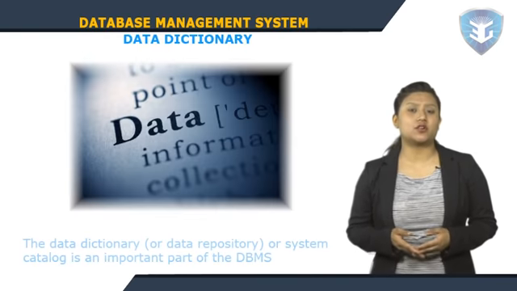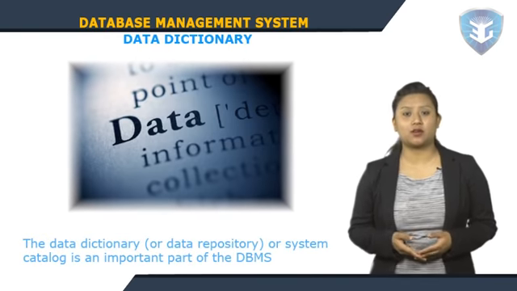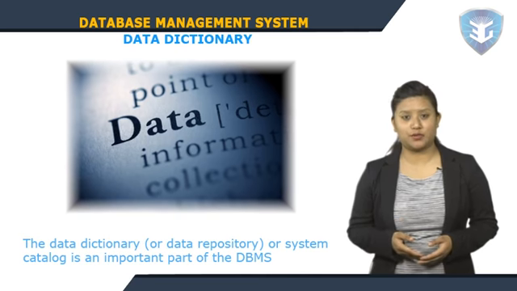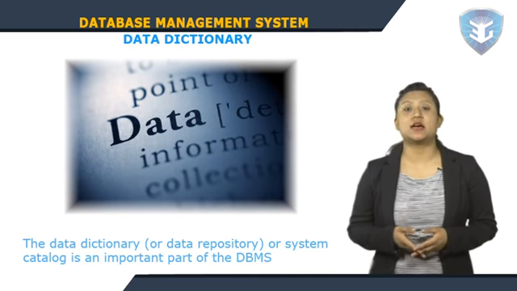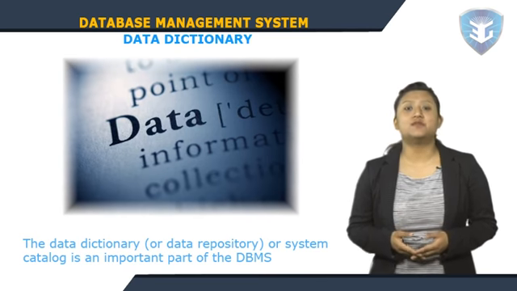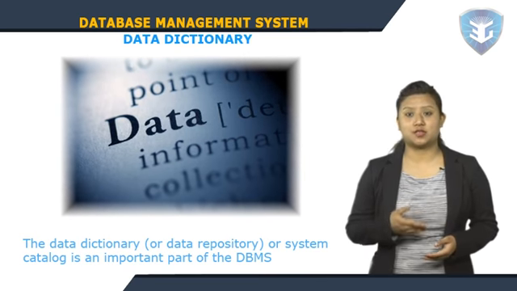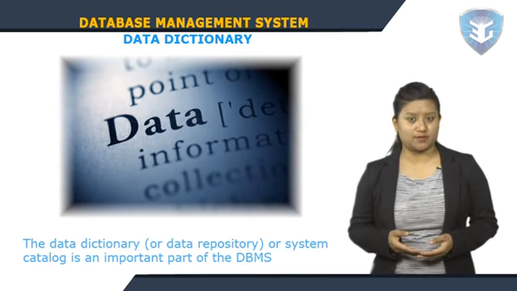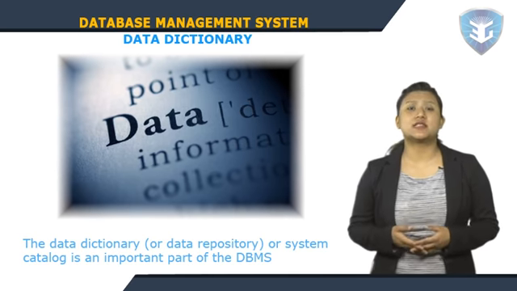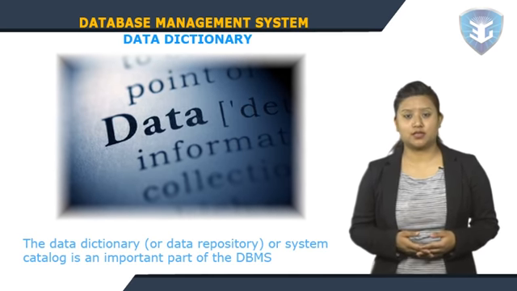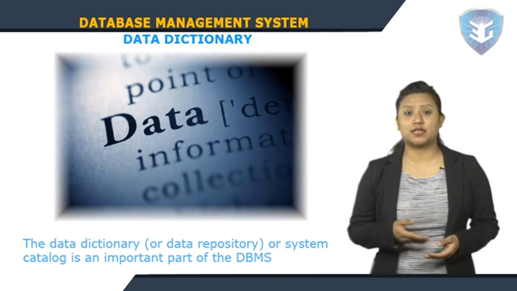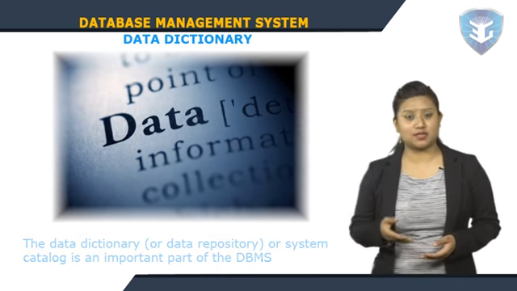We shall now talk about the data dictionary. The data dictionary or data repository or system catalog is an important part of the DBMS. It contains data about data, or metadata. It means that it contains the actual database descriptions used by the DBMS. In most DBMSs, the data dictionary is active and integrated. It means that the DBMS checks the data dictionary every time the database is accessed.